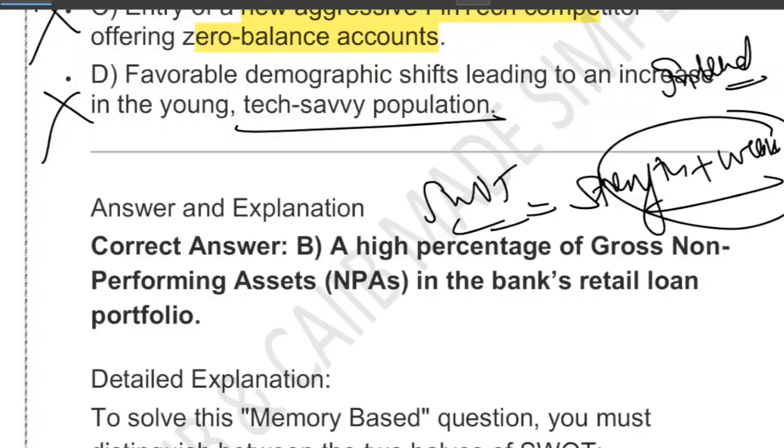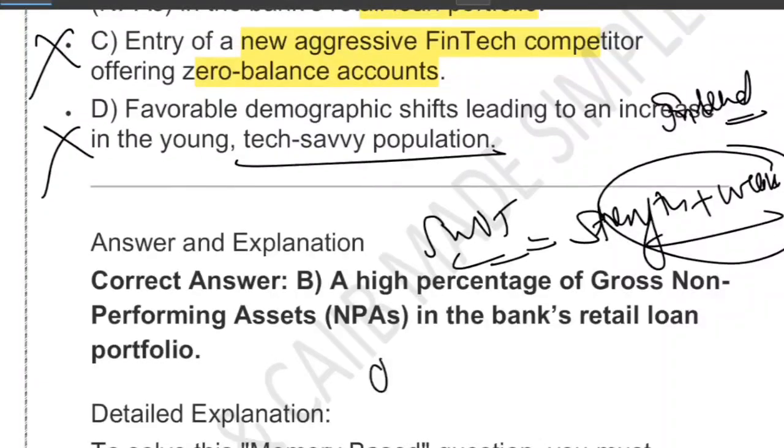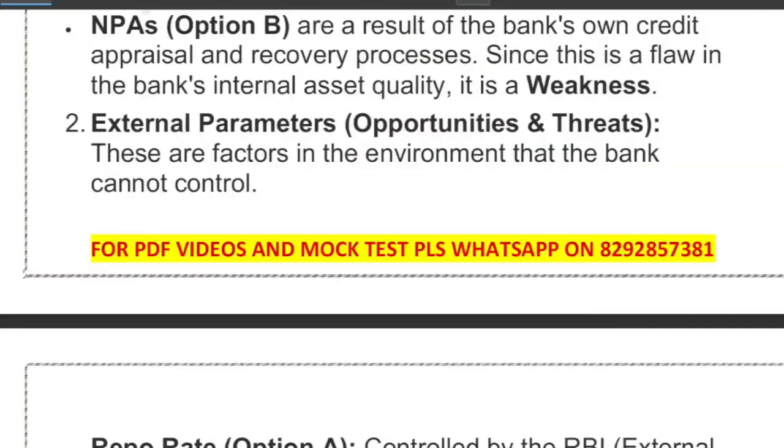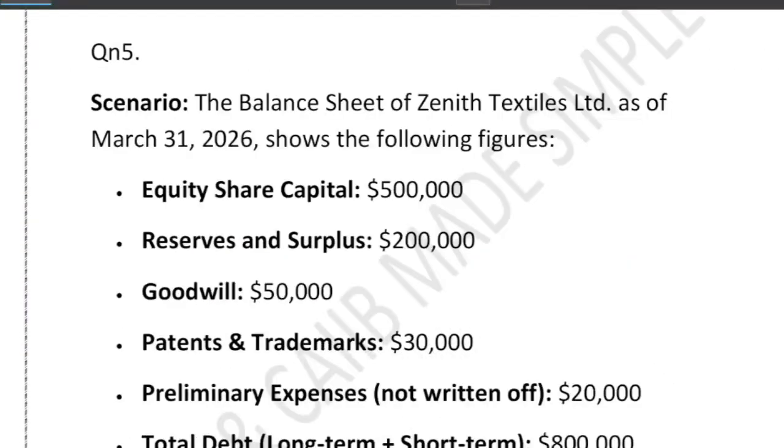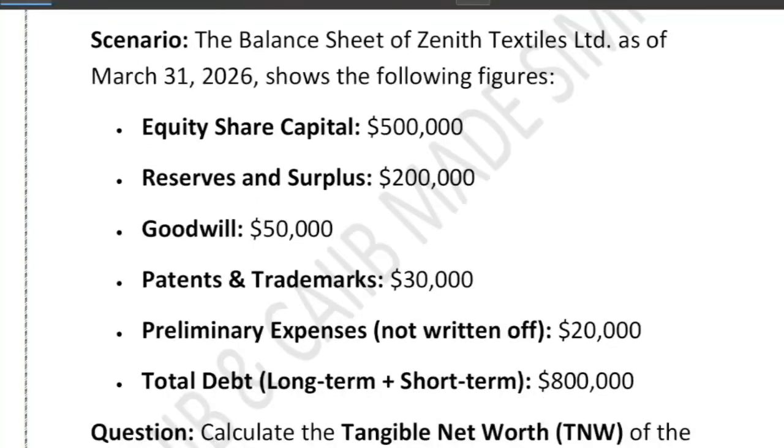Just now I told you, SWOT: strength and weakness are internal, opportunity and threat are external. A question may be asked about what the things under external factors are. So opportunities and threats are external, and strengths and weaknesses are internal factors. Now friends, let's do one numerical-based question. I told you earlier that this session is a blend of numerical as well as theoretical questions.